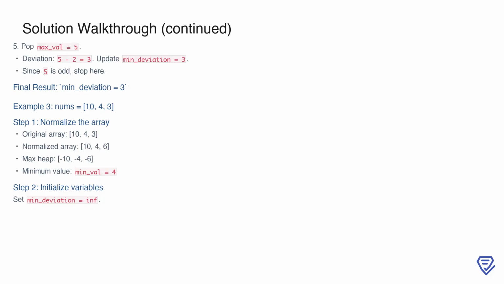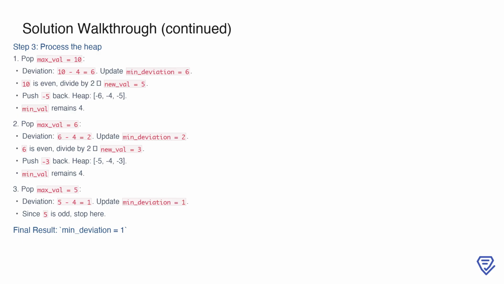In the third example, we have the array 10, 4, 3. After normalization, the array becomes 10, 4, 6. The max heap is initialized as -10, -4, -6, and the smallest value is 4. As before, min_deviation is set to infinity. The first value popped from the heap is 10.